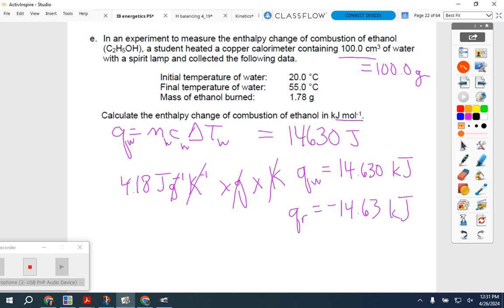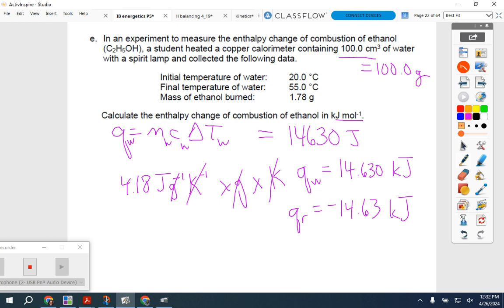So now, is this our answer? No, why not? What is the question asking for? What units are we looking for? Kilojoules per mole. We don't have any moles in here. So we've got to get the moles in here somewhere. That's why you have grams of ethanol. That's why that data is in there, because you need to use that to get the moles.